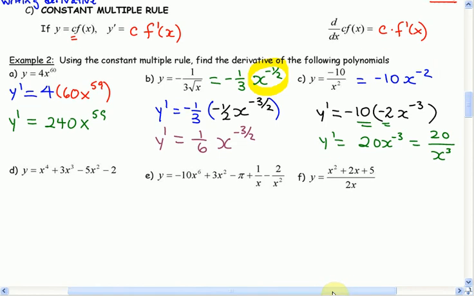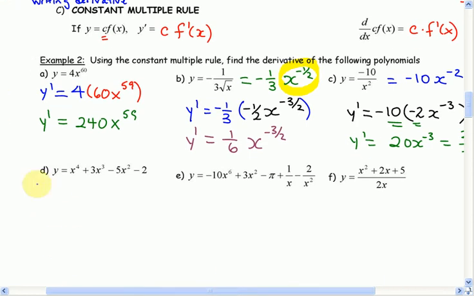One's better than none. Okay, for D, how about the first term? What's the derivative of x to the power of 4? 4x cubed. Good. What's the derivative of 3x cubed? 9x squared. Awesome. How about 5x squared? Minus 10x. And what's the derivative of 2? 18x.